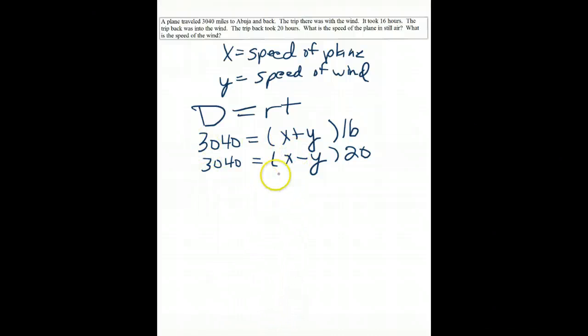Now to solve this, I would start off to see if I could divide 16 into 3,040, or 20 into 3,040, if I could. That makes my equations quite small, and then I could just use elimination right here and get rid of my y's. That's how I would do it.